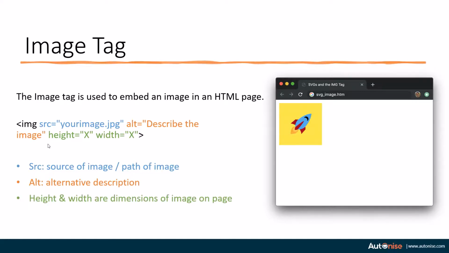Next, the height and the width are self-explanatory. They specify the dimensions of the image on the page. So height will specify the height of the image and width will specify the width of the image. As you might have noticed, image does not have an end tag. So it just has an opening tag and no closing tag.